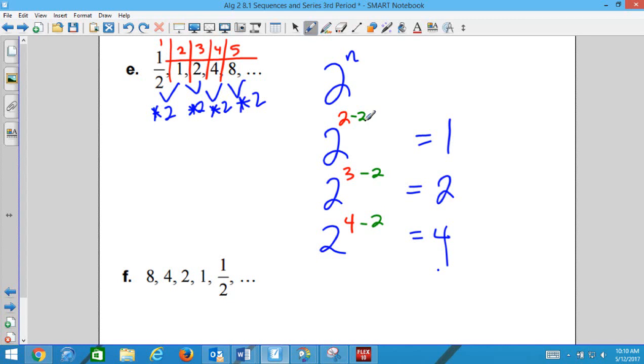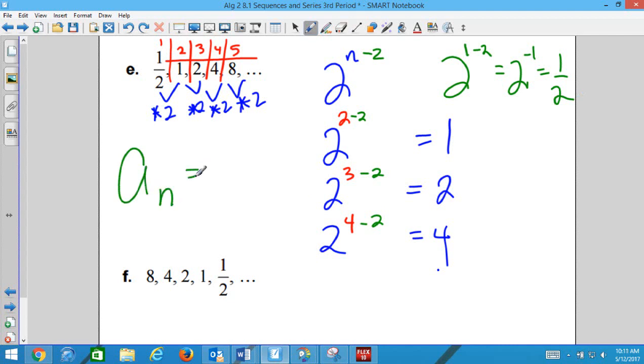If you did the first power, you subtract the 2, makes it a negative 1. So let's check that first one. If I do 2 to the 1 minus 2, that gives me 2 to the negative 1, and we should have learned that when you have a negative 1 exponent, it says to reciprocate it, make it a fraction. 1/2. So our final formula is going to be a sub n equals 2 to the n minus 2. You don't necessarily need the parentheses; I'm just trying to make sure you know that the n and the minus 2 are in the exponent.